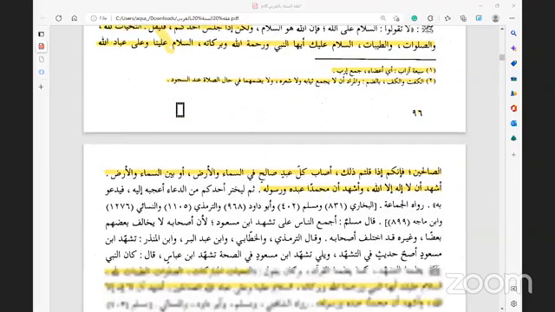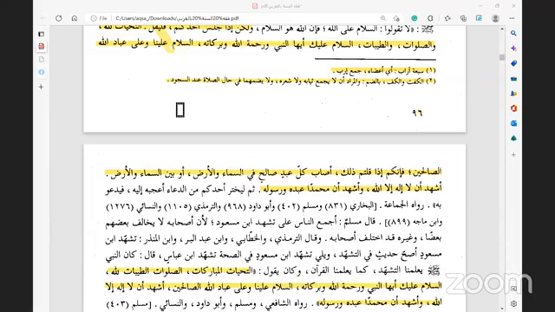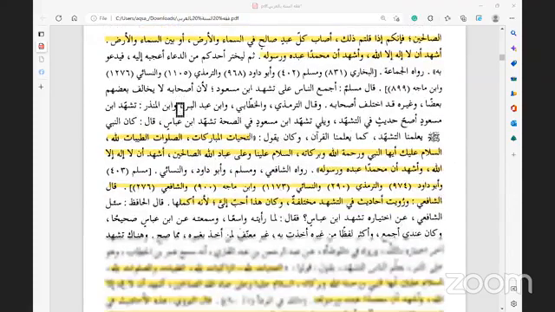Ashhadu an la ilaha illallah. I bear witness that there's no God worthy of worship but Allah. And Muhammad is the messenger of Allah Almighty. There are actually other ways.